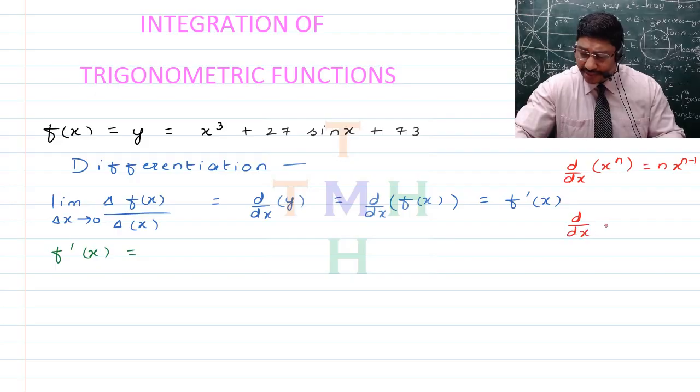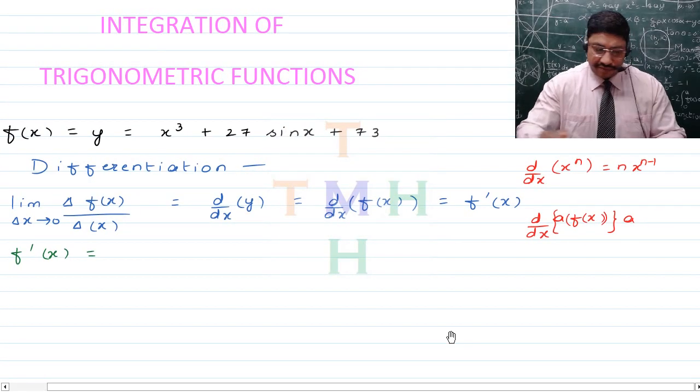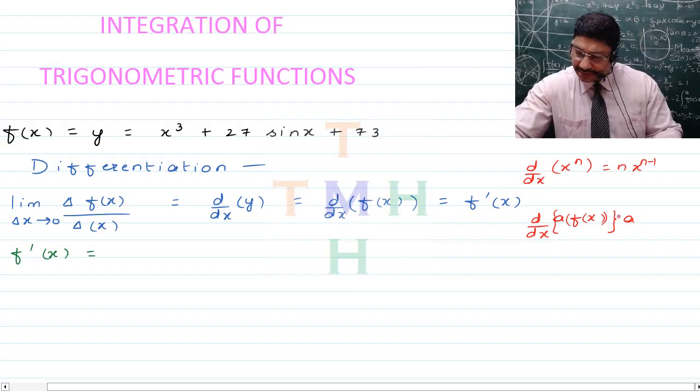The next formula involved here is to find the derivative of a constant which is multiplied with a function. This is going to become equal to a times the derivative of the function, that is, a times d upon dx of the function f of x.